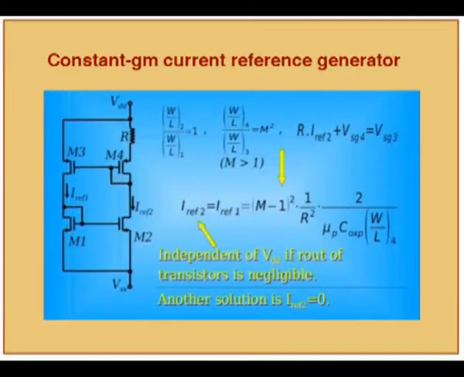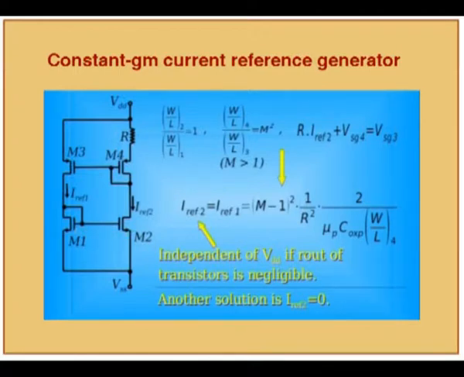It says that VSG3 should be greater than VSG4. That is a very important point in biasing here. Otherwise your circuit cannot get biased. Now look at what another equation implies: IREF1 should be equal to IREF2.